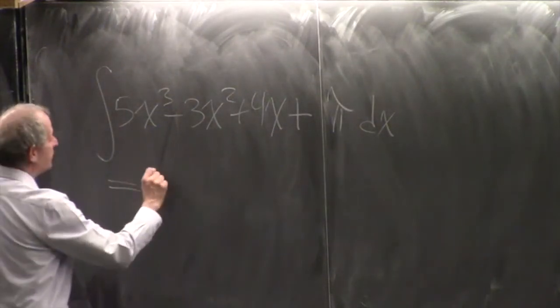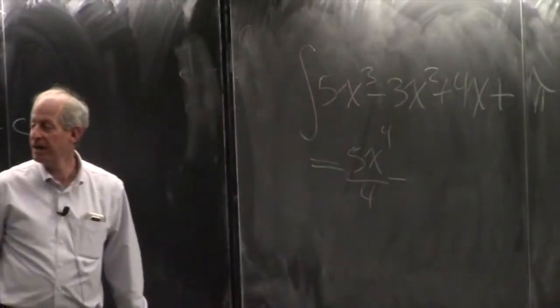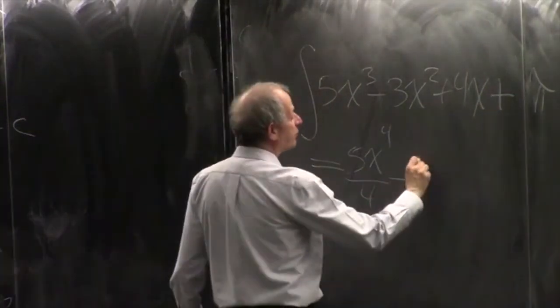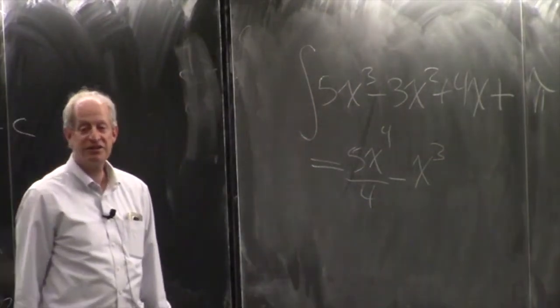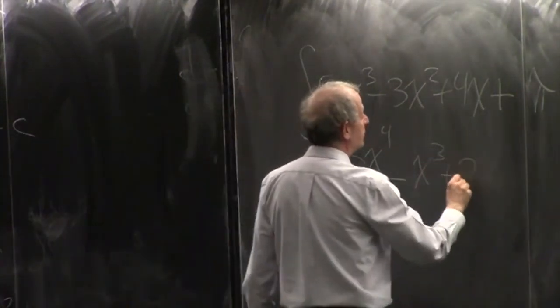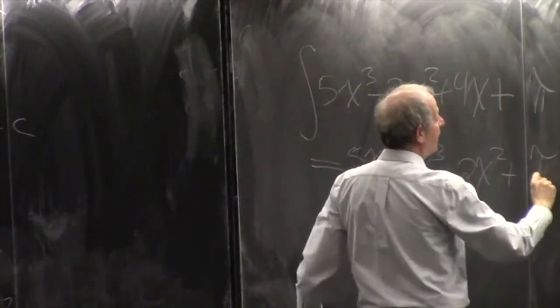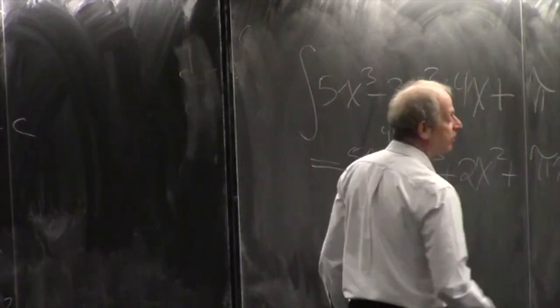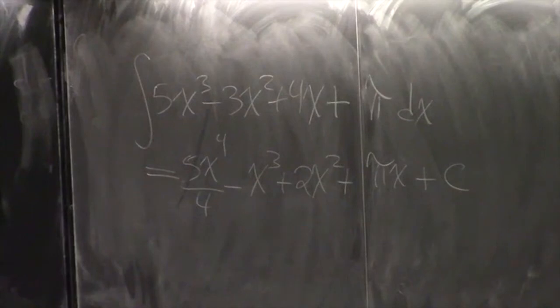So this is 5x to the 4 over 4, minus 3x to the 3 over 3, also known as minus x cubed, plus 4x to the 2 over 2, which is 2x squared, plus pi x, plus the constant. Did I write the plus C? No? I hope so. I mean, you should write it. You're wrong if you don't, but you kind of need to beat people up for that.